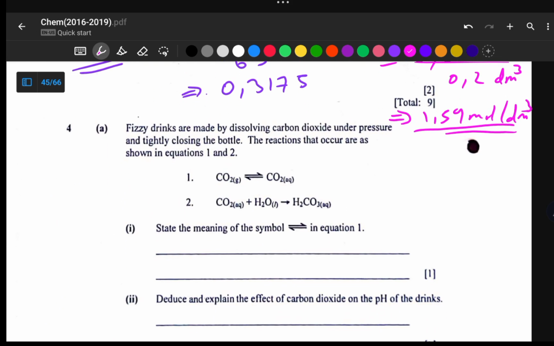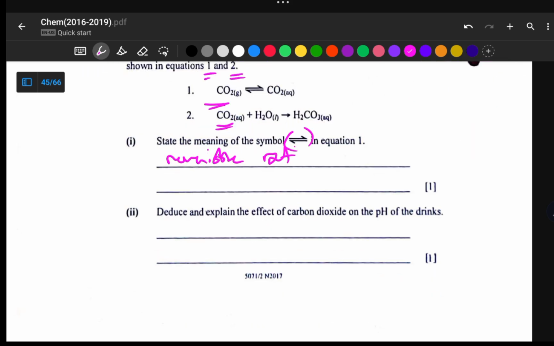So number 4 says fizz drinks are made by dissolving carbon dioxide under pressure and tightly closing the bottle. So the reactions that occur are as shown. So we have reaction 1 and then reaction 2. So this is the first reaction, and then this is the second reaction. State the meaning of this symbol. So this symbol means to say it is a reversible reaction, meaning to say it proceeds in either direction, right?